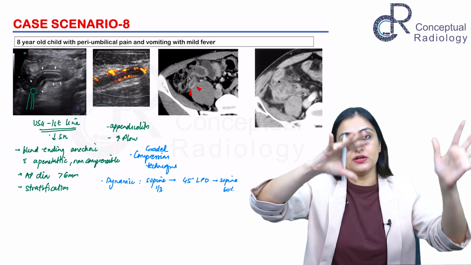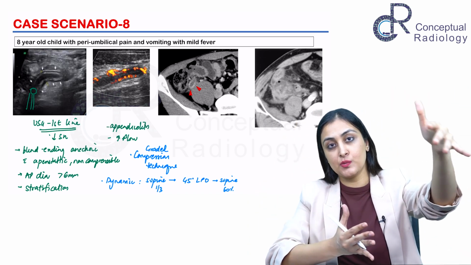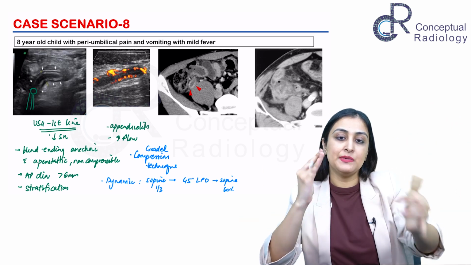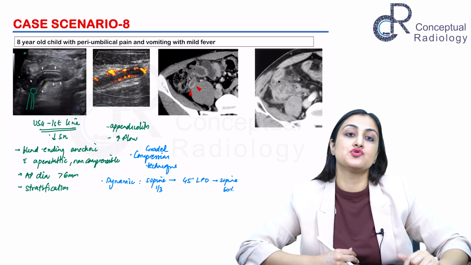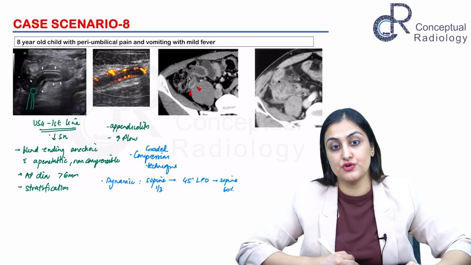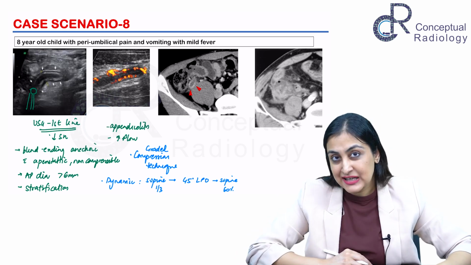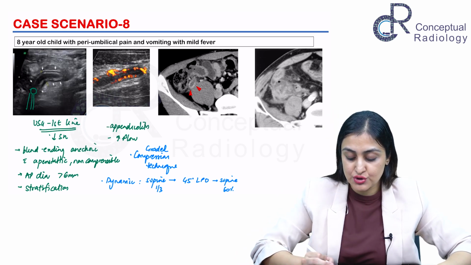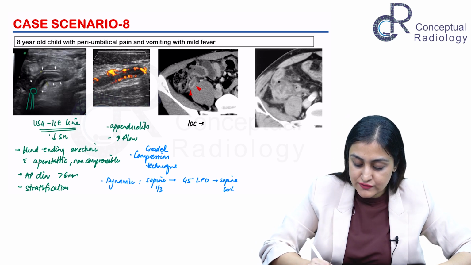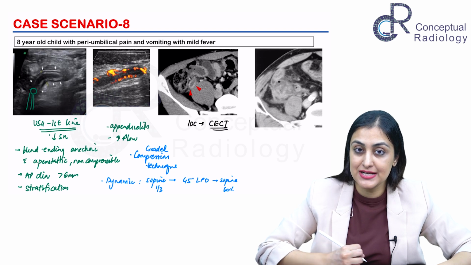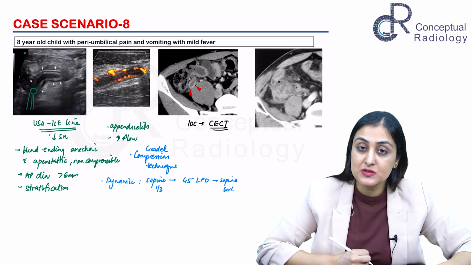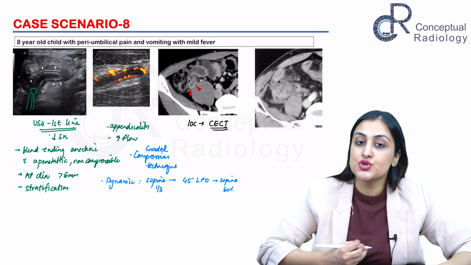So keep the patient in a left posterior oblique position for around a minute, then keep the patient back to supine, and your chances to pick up that appendix increase for sure. If it is an equivocal diagnosis or you're not sure, the investigation of choice here becomes a CT, because obviously it is cross-sectional, so higher sensitivity. You will pick up this blind ending appendix which is showing inflammation.